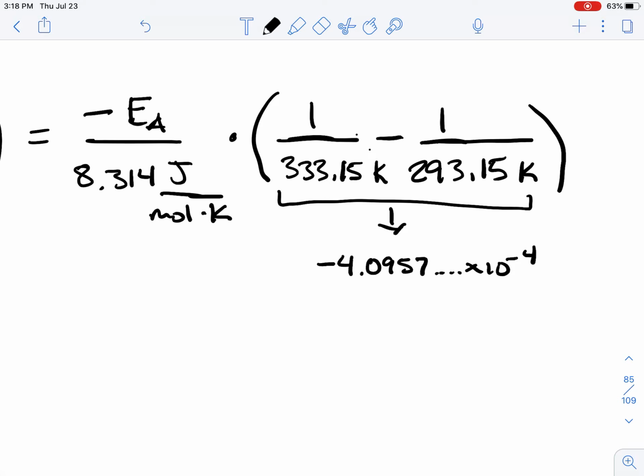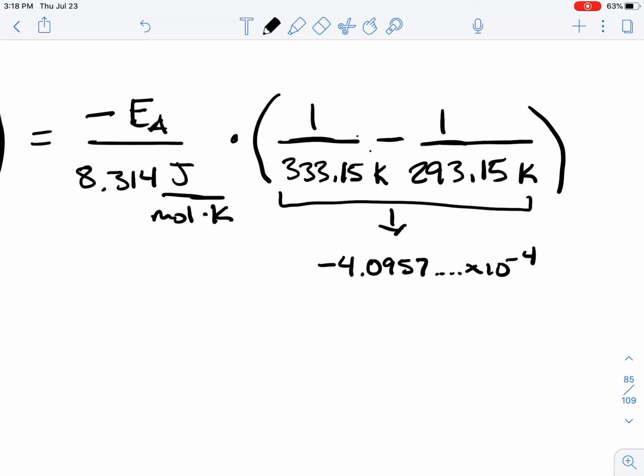All right. And so in terms of sig figs here, let's see here. I actually have to do this in one piece. So 1 divided by 333.15. Okay, so that's going to give me, so 1, 2, 3, 4, 4 sig figs. So it's going to give me sig figs up to here. Okay.